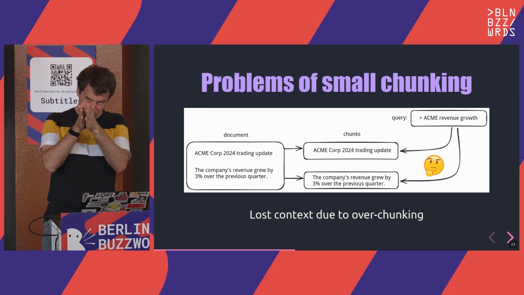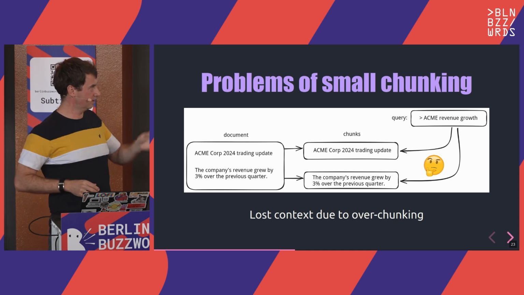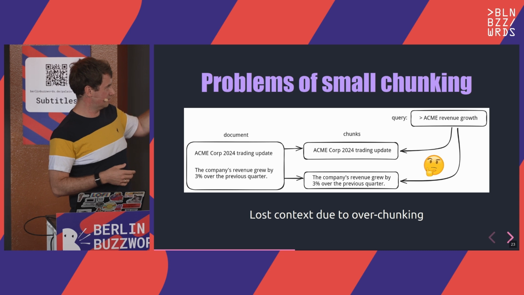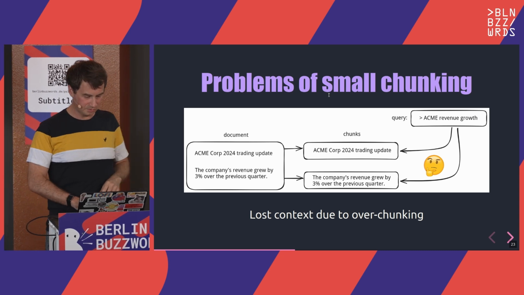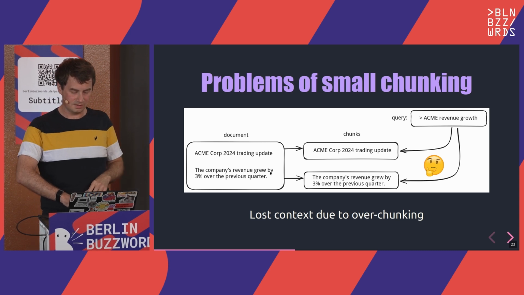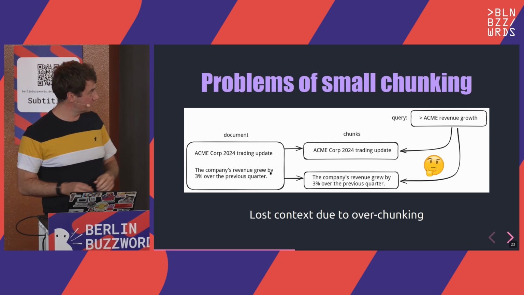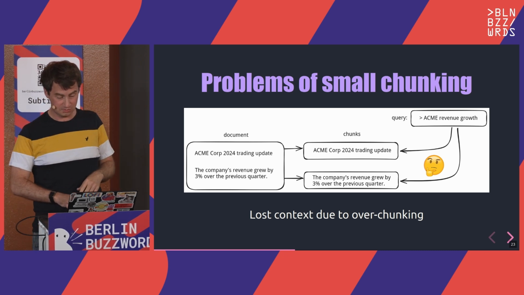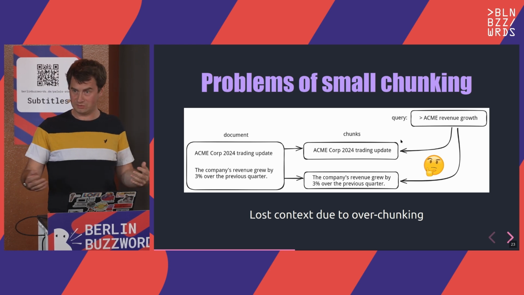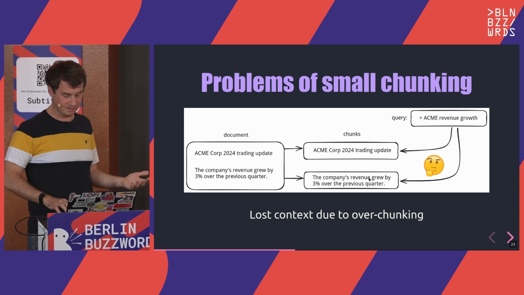To fit the narrow context length of a human, you can go with very small, sentence-based chunking, but you can lose context due to over-chunking. In this example, you have a title saying it's a trading update for this company, and then the revenue growth here. If you split it by sentences, one chunk references another chunk. If it's retrieved separately, you never know which company's revenue actually grew, Acme or something else.